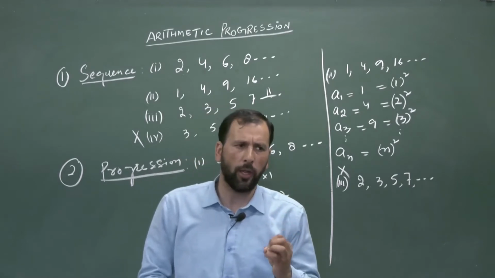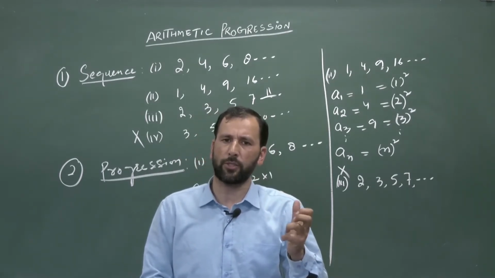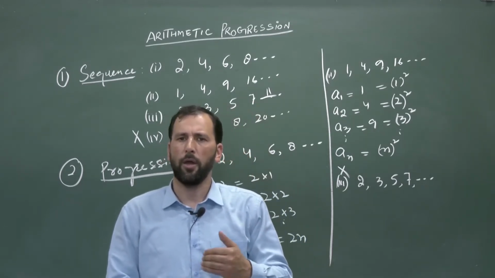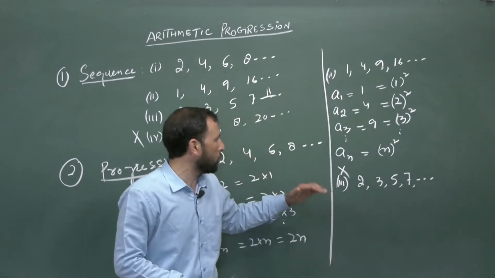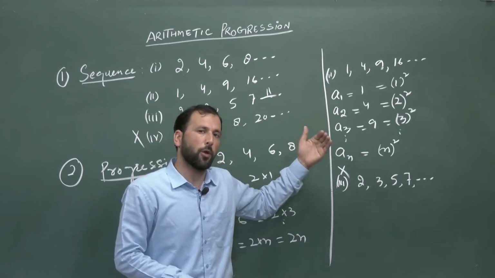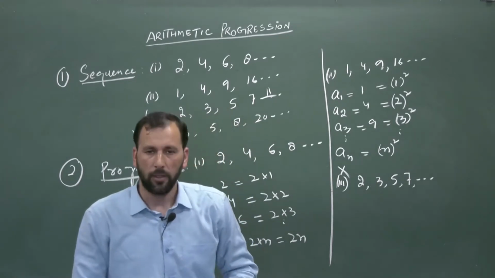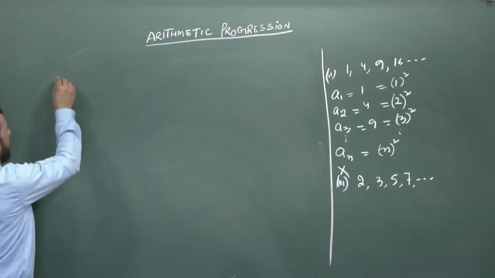So we conclude here that every progression is a sequence, but every sequence is not a progression. Now we have the third one, that is, what is a series.